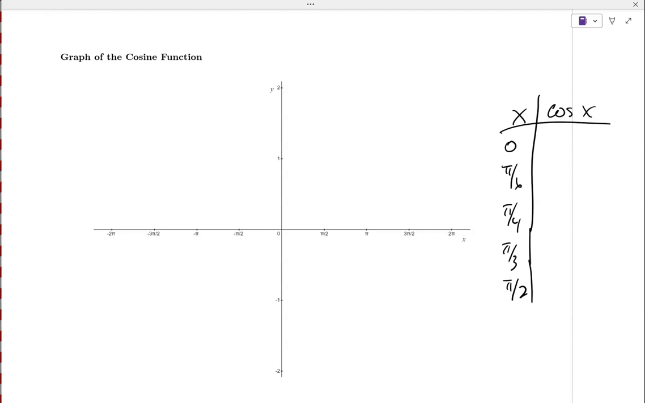Remember, for sine, we went 0, a half, root 2 over 2, root 3 over 2, and 1. For cosine, what does it do? The opposite, right? It starts at 1, root 3 over 2, root 2 over 2, 1 half, 0, right? Goes the other way. We talked about that the other day.